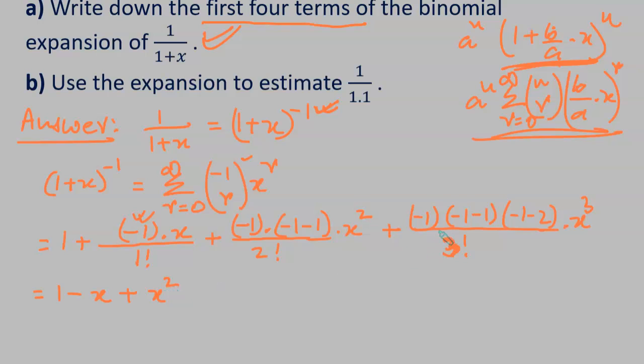And then -1 and this is -2 and this is -3. So -2 times -3 is +6 times -1 is -6 over 3 factorial. 3 factorial is what? 3 times 2 times 1, which is +6. So -6 over +6 is -1 times x cube is -x cube.